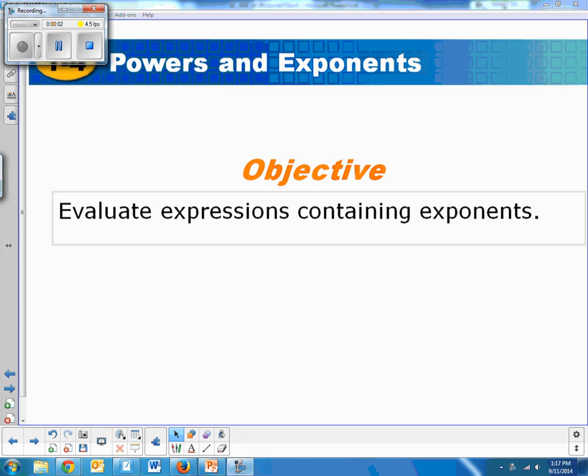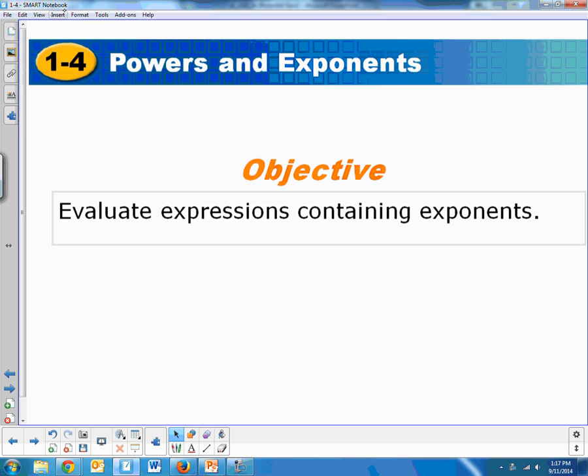All right, this is our lesson on powers and exponents. We're moving on a little bit from adding, subtracting, multiplying, and dividing, and we're going to be looking at expressions with exponents and powers. So our objective is to evaluate those expressions. Remember, evaluate means get it down to one number. We're still not solving equations yet. There's no equal sign, but we are evaluating the expression and getting it down to one number.